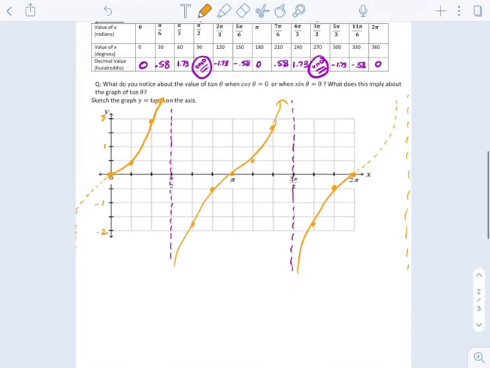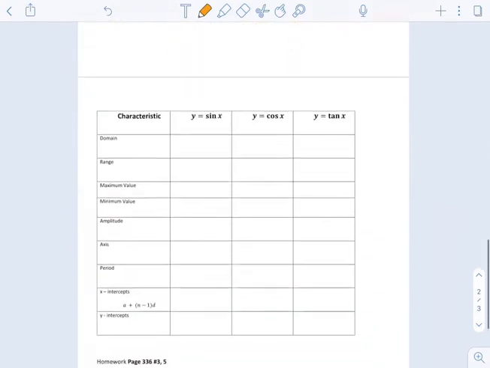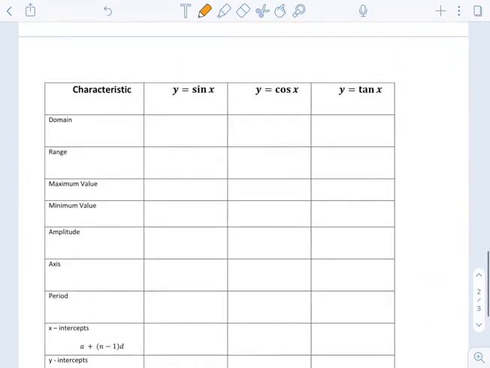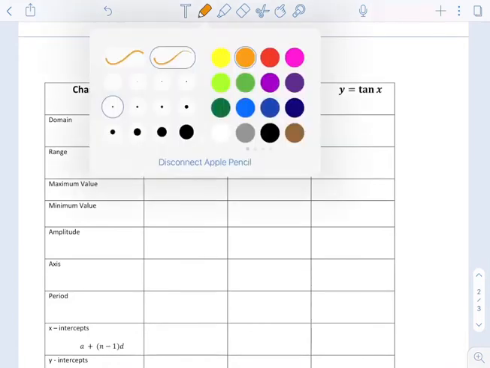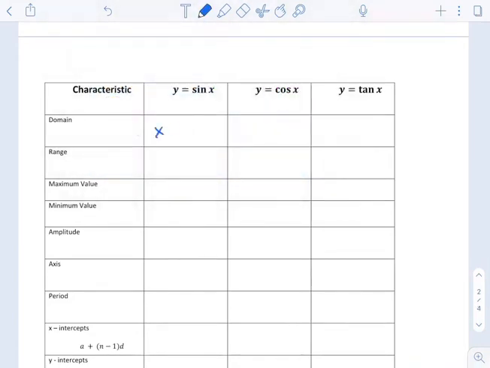So let's look at some characteristics about these things. The sine graph. What is the domain of the sine graph? What are the x values? Well, it continues on forever. So it had x is an element of the real numbers. Continued on forever to the left and to the right. The range values for sine were all values in between -1 and +1, and included -1 and +1. The max value for sine was 1. Minimum value is -1. It's always the same.